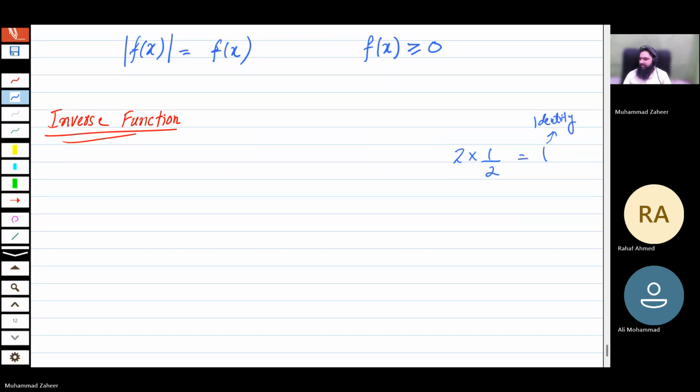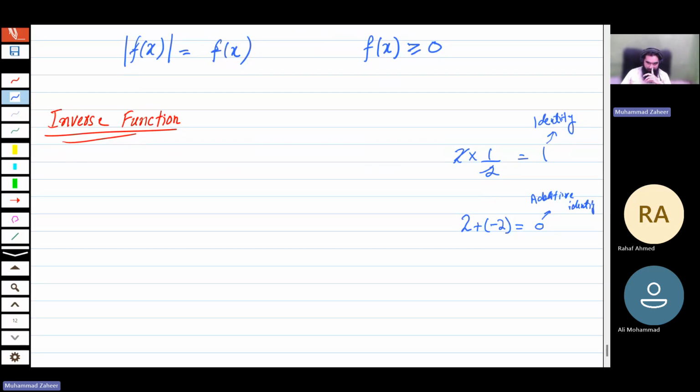In the same way, in addition and subtraction, if I ask you what is the inverse of positive 2, the inverse of positive 2 is basically negative 2. Positive 2 plus negative 2 becomes 0. That is your additive identity. All right. In numbers, the multiplicative identity is 1. And in addition and subtraction, the additive identity is 0.